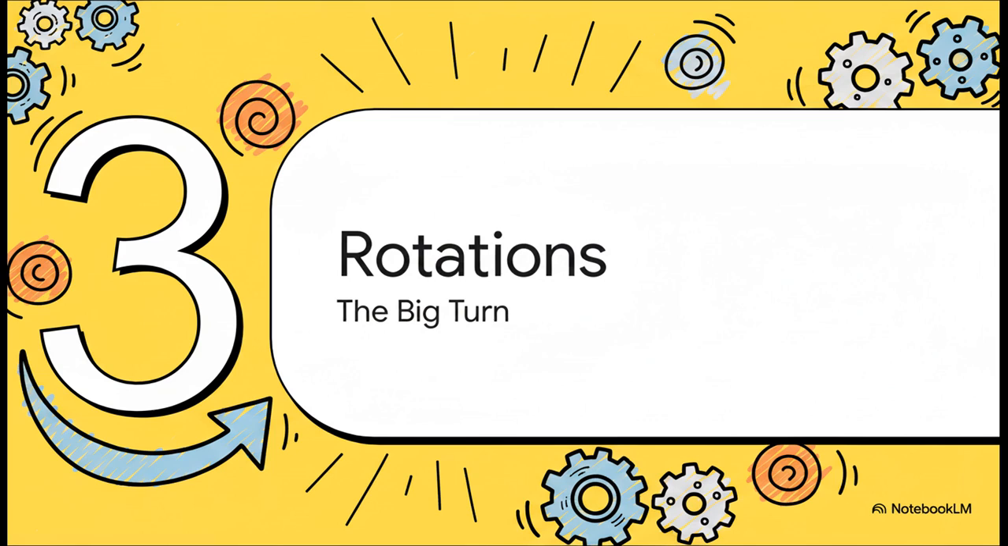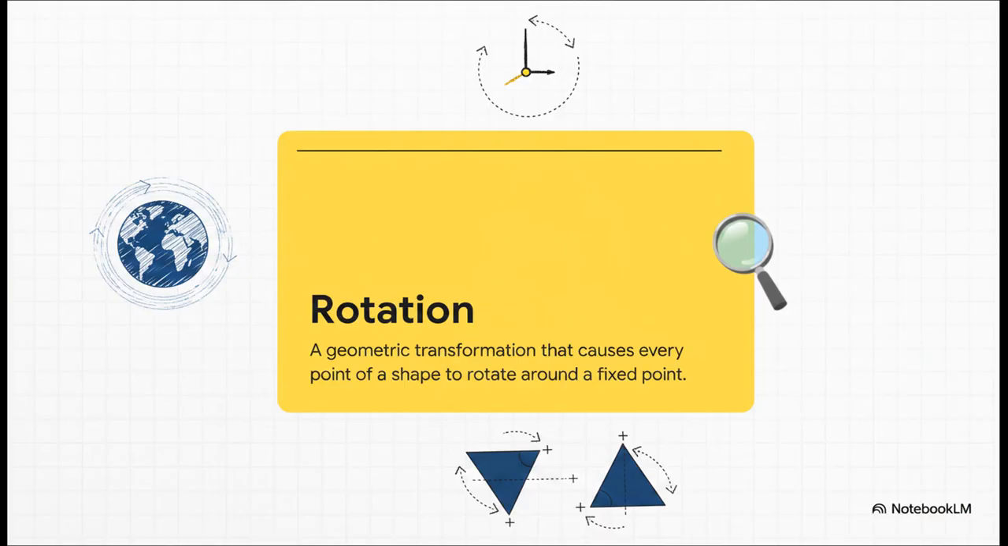All right, we've flipped and we've slid. For our final move, let's get ready for the big one, rotations. So with a rotation, we're basically pivoting a shape around one single fixed spot. It's exactly like the hands of a clock moving around the center. Every point in our shape turns around this anchor, which we call the center of rotation.